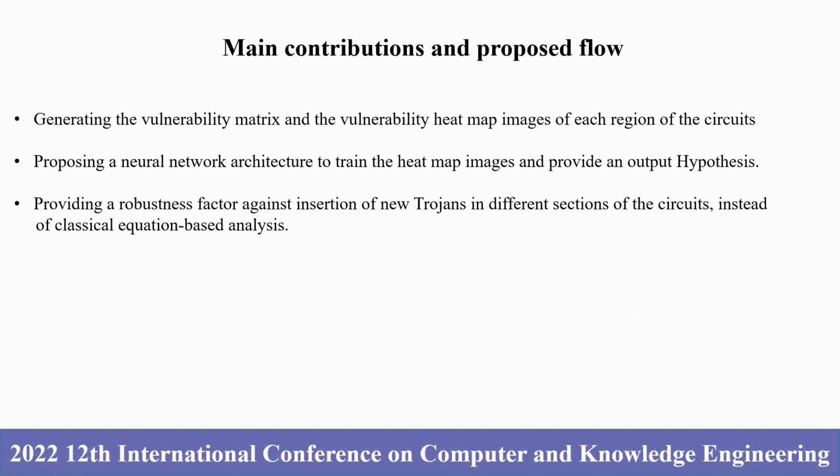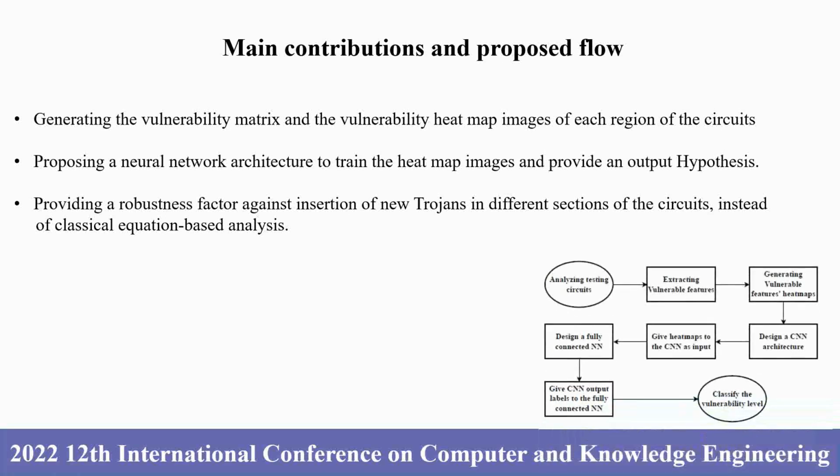So what is our main contribution and our proposed flow? First, we generate the vulnerability matrix and the vulnerability heat map image for each region of circuits. Then we propose the neural network architecture to train on the heat map images and provide an output hypothesis, which is the output of the neural network. And finally, we provide a robustness factor against insertion of new Trojans in different sections of the circuits, instead of classical equation-based analysis. As you can see here, it's a graphical illustration of our proposed flow step by step.